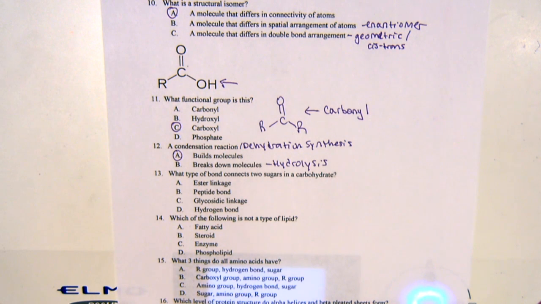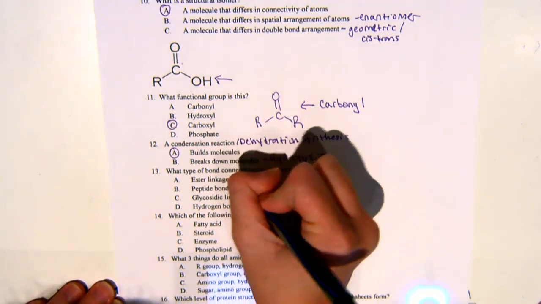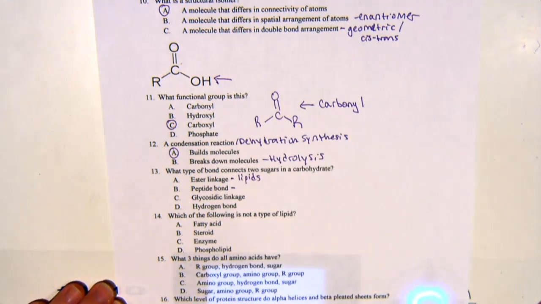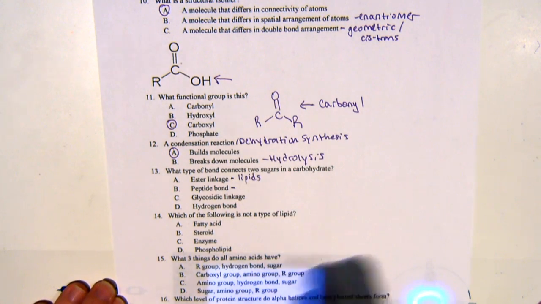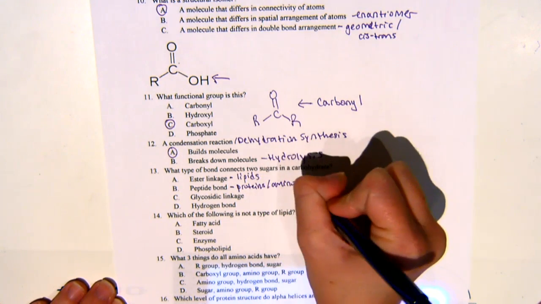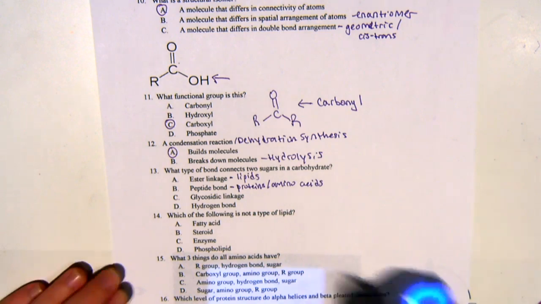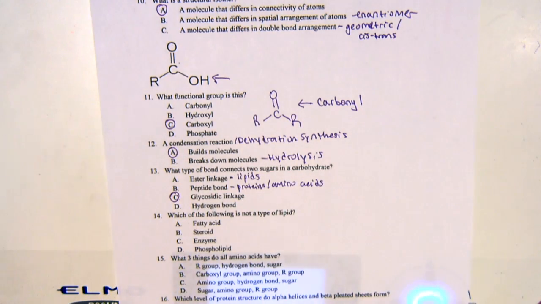What type of bond connects two sugars in a carbohydrate? What does an ester linkage connect? Lipids. What does a peptide bond connect? Proteins or amino acids. What does a glycosidic linkage connect? Carbohydrates, so that would be our answer. And then hydrogen bond is a hydrogen bond. So yes, a glycosidic linkage is what connects two sugars in a carbohydrate.